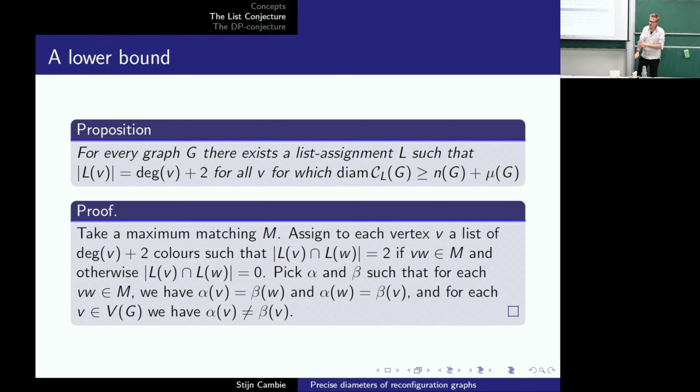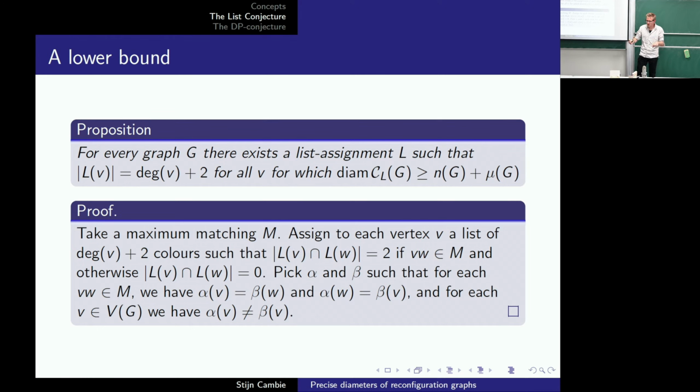And then the formal proof you can do is given here. So we took a maximum matching. If 2 vertices are the end vertices of an edge which belongs to the maximum matching, we take their lists such that there are precisely 2 colors in common, and they are disjoint from all other lists. Okay, and we take a disjoint list for vertices which do not belong to a maximum matching, or to a fixed maximum matching.